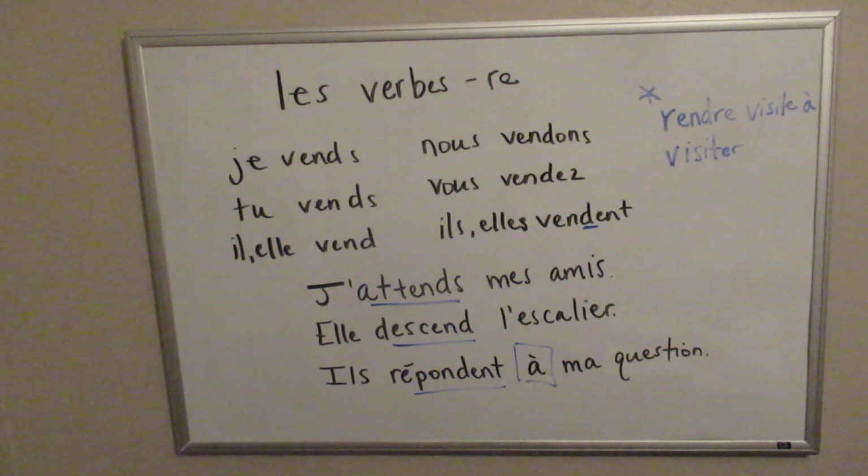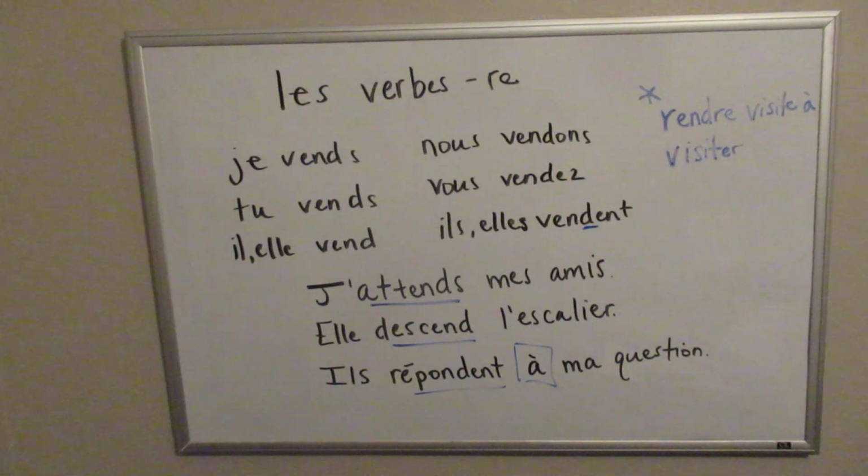So we're going to look again at our subjects. These are familiar subjects to you by now. Our je, tu, il and elle, nous, vous, and il and elle, pluriel. So with our je, we have the ending S after we take off our RE. With tu, we have an S as well after we've taken the RE off our verb vendre. Il and elle, we don't add anything.